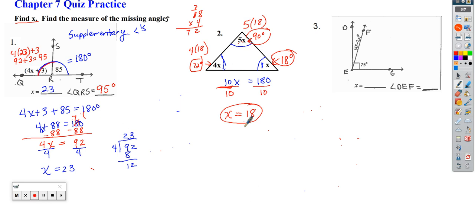All right, what kind of angles do we have here? I know that this angle right here is 75, right? And it's right next to this angle. Again, I have to find x, and then I have to find the angle DEF.